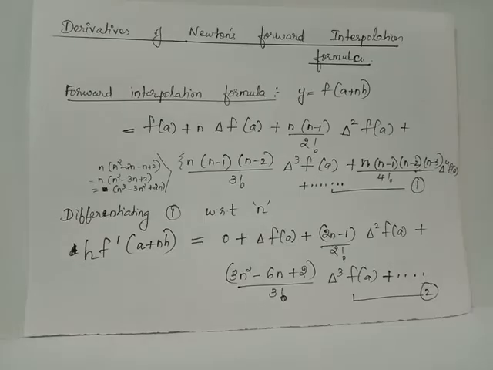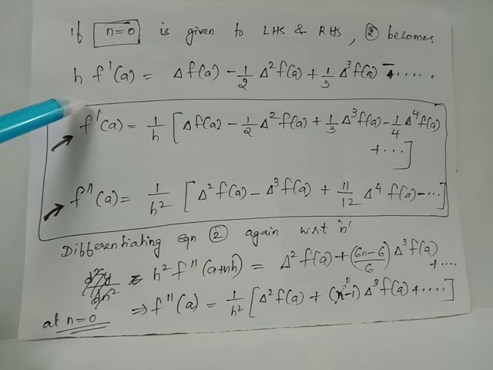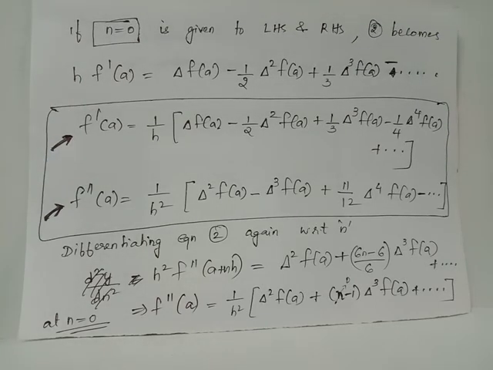If you give n equals 0 in equation 2, you will get h f'(a) = Δf(a) - 1/2 Δ²f(a) + 1/3 Δ³f(a) - etc. We have 2/3! becoming 1/3, which appears as the coefficient of Δ³f(a) when you give n equals 0 in equation 2. Thus we have h f'(a) = Δf(a) - Δ²f(a)/2 + Δ³f(a)/3 - etc.